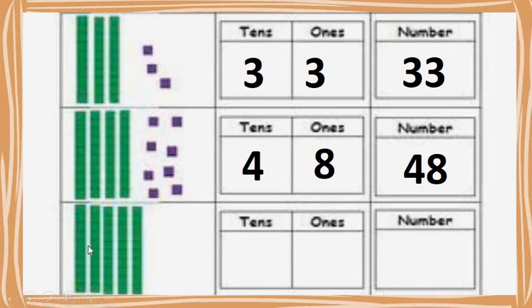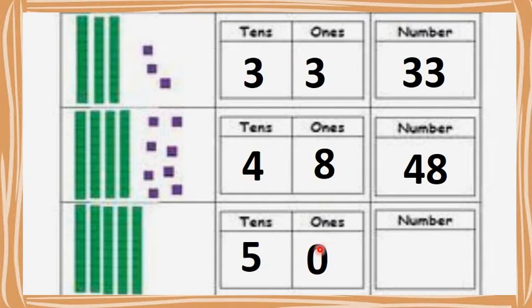Now look at this. How many tens are there? Look, 1, 2, 3, 4 and 5. There are 5 tens. So we have to write the number 5 on the place of tens. And look there, the ones place is empty. So what should we do? What should we write on the ones place? By observing this pattern, what do you say?